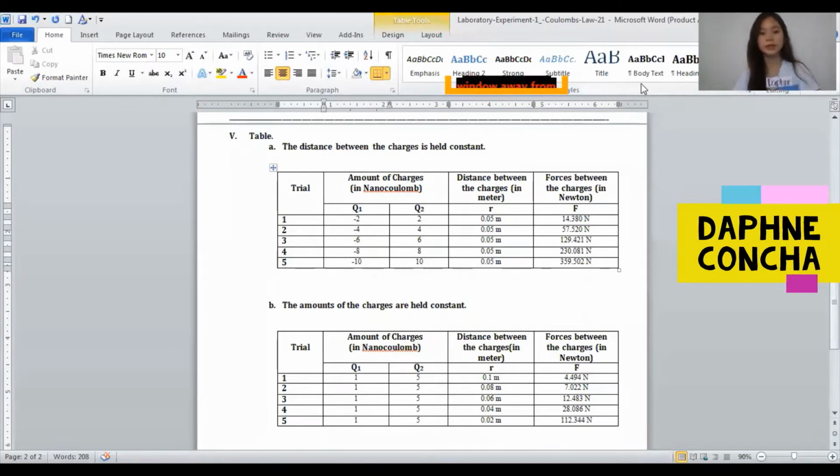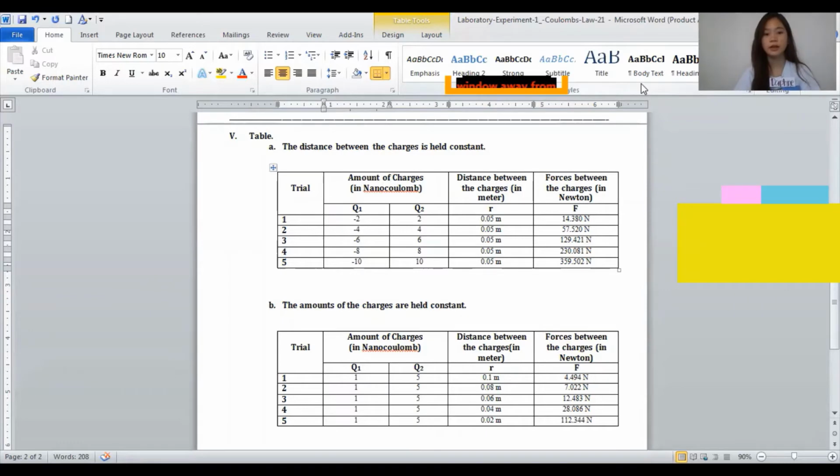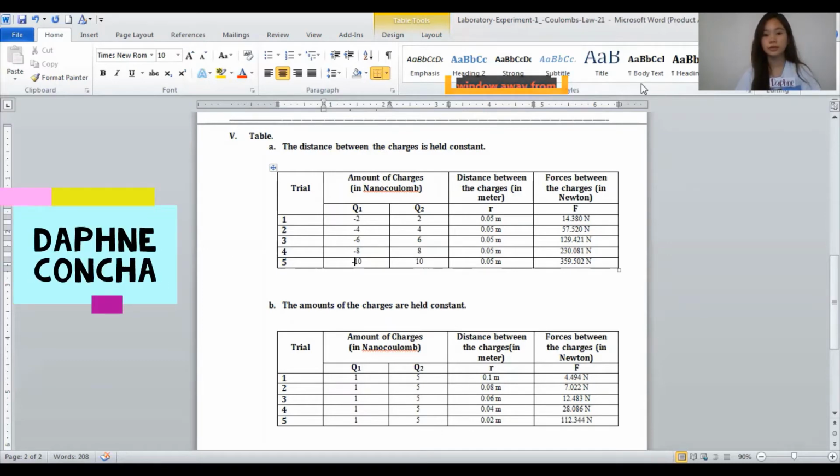Using the PET simulator for table A, the distance between the charges is held constant. For trial 1, the amount of charges is equal to -2 for Q1 and +2 for Q2. The distance between the charges is equal to 0.05 meter, and the force between the charges in Newton is equal to 14.380 Newton.